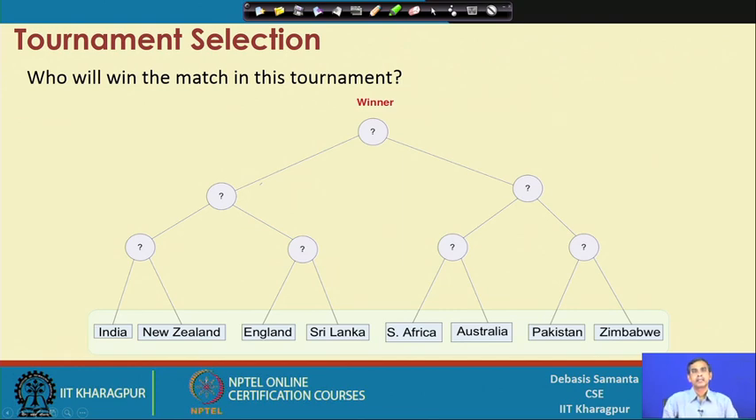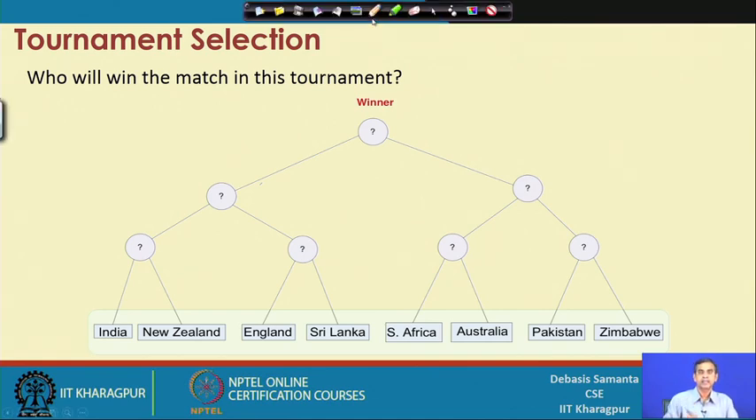Next we will discuss another selection strategy. It is totally different from the selection strategies that we have discussed, which are based on the proportional algorithm. Here we are going to discuss a new strategy based on the tournament strategy. We know the tournament strategy. There are different types of tournament that can be played. I have given an example here, which is the knockout tournament.